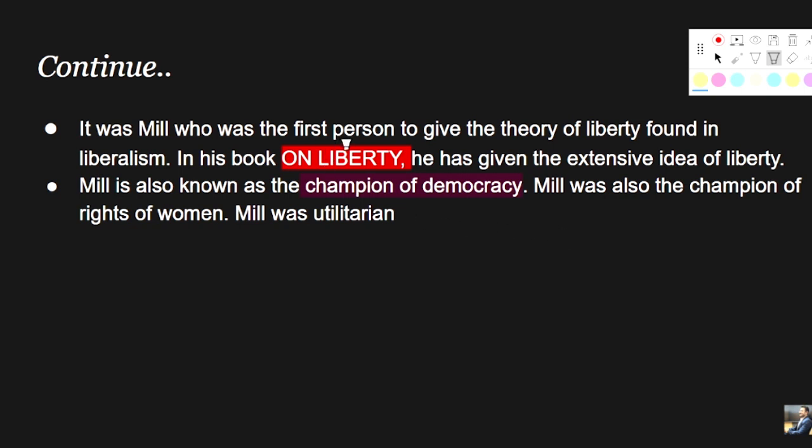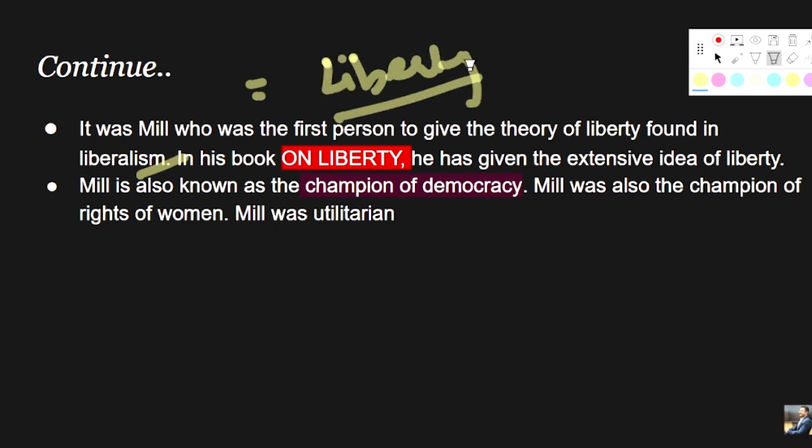So it was Mill who was the first person to give the theory of liberty found in liberalism, right? Mill becomes the first one to give a very elaborate idea on liberty. In his book On Liberty, he has given the extensive idea of liberty. Mill is also known as the champion of democracy. Mill was also the champion of the rights of women, and Mill was a utilitarian, right?